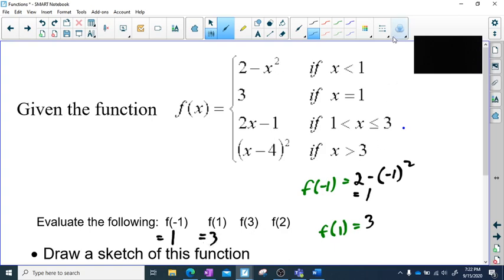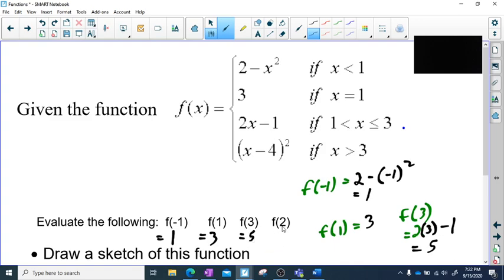F at 3. So if x is equal to the number 3, f at 3. Put it underneath here. So if x is equal to 3, it would be here because this is when x is less than or equal to 3. So I'm going to put 3 in for x here. 2 multiplied by 3, subtract 1, 6 subtract 1, 5. So f at 3 is 5.